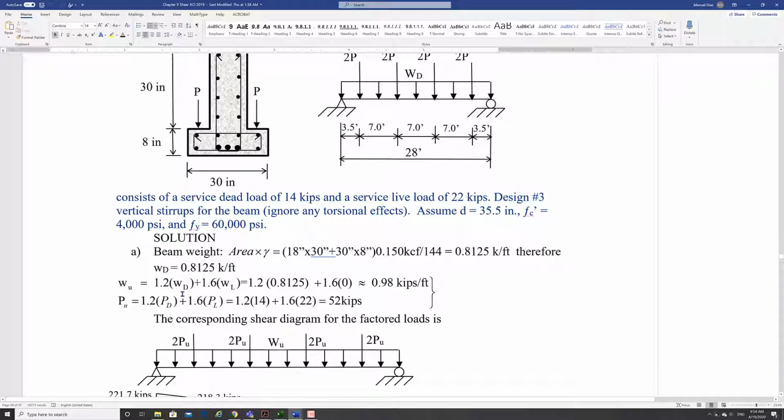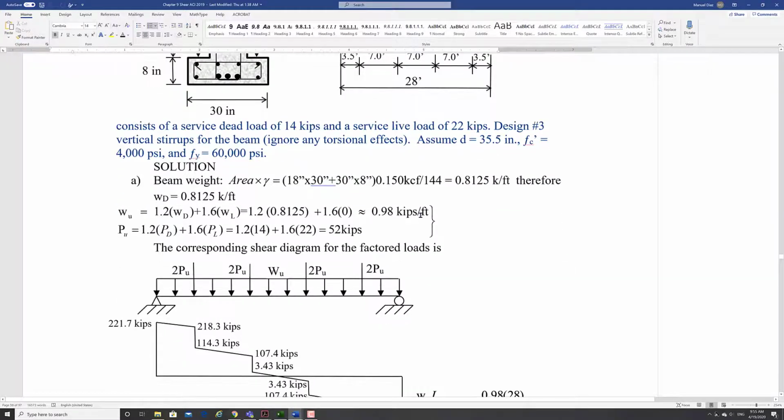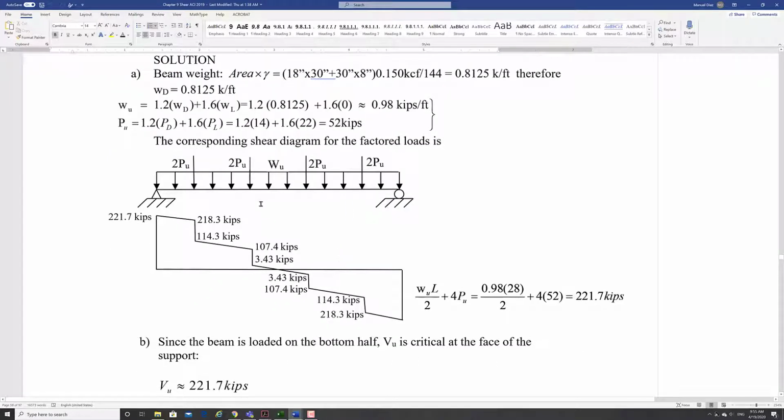So we have now the weight of the beam, and that's all we have here. There is no uniform live load given, okay? So we don't have that, but we do have the weight of the beam. And we do have these PDs and PLs. So because of that, we have to use 1.2 and 1.6, which means that here we have to do the same, okay? But in this case, that's 0. The important thing is the 1.2. So we got the uniform load and we got the point loads. Okay? And in all cases, you are having 2 PUs and then your uniform load, right?